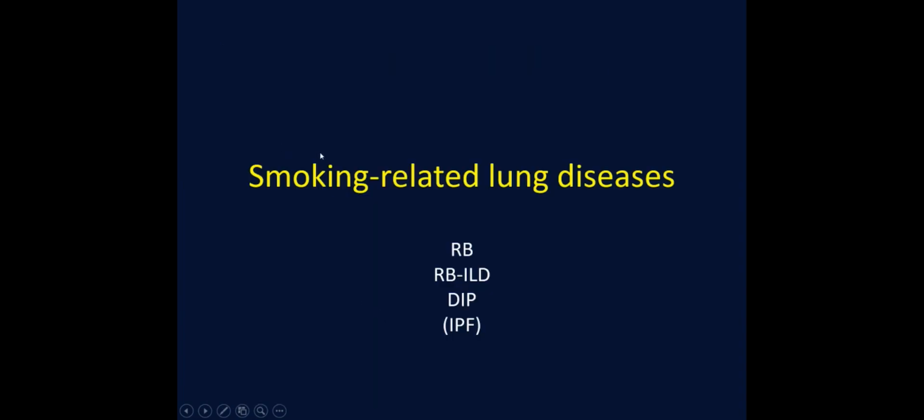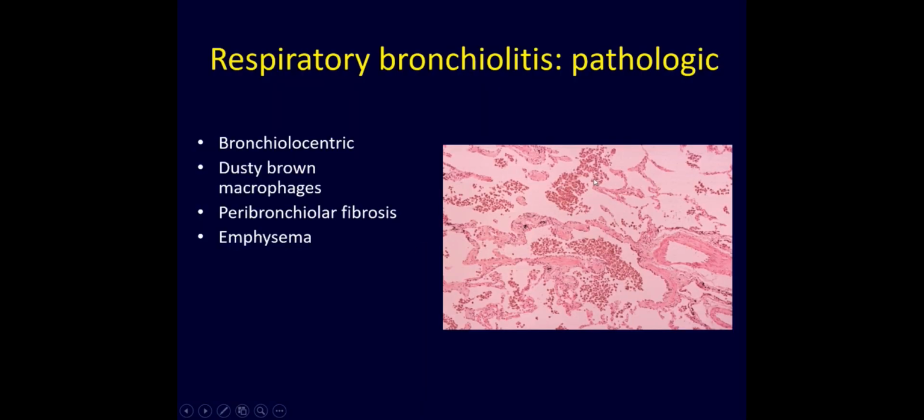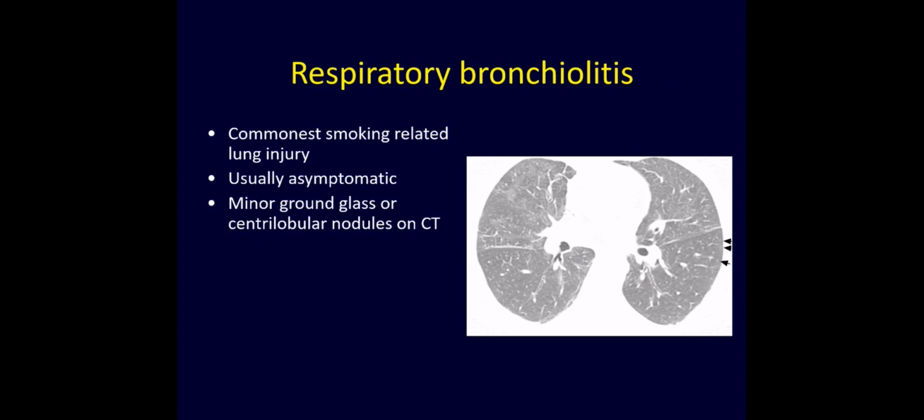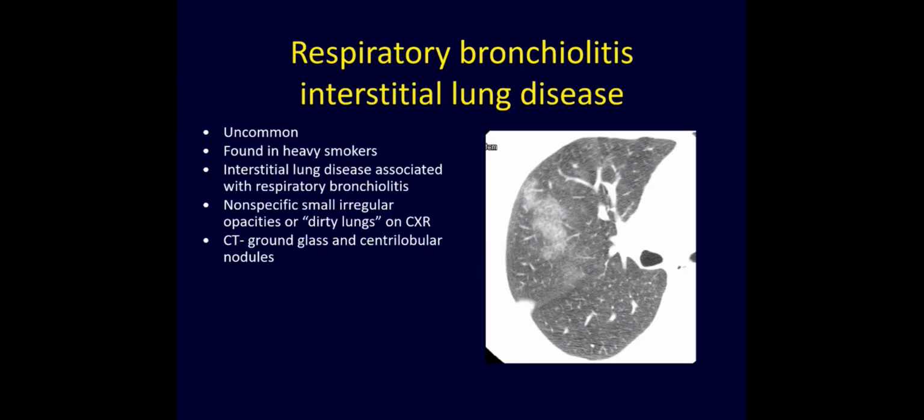Now we're going to move on to the smoking-related lung diseases, and we'll talk about each of those in turn. Respiratory bronchiolitis is the commonest form of smoking-related lung injury, with the accumulation of these dusty brown macrophages within the respiratory bronchioles. On CT, what do we see? We see ground glass abnormality and maybe some centrilobular nodules. Dirty looking lungs and very typical. The first question you ask if you see a pattern like this that's hard to describe is whether the patient is a cigarette smoker. It's often asymptomatic.